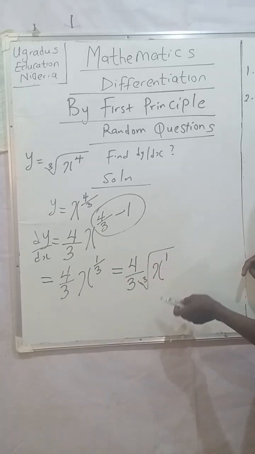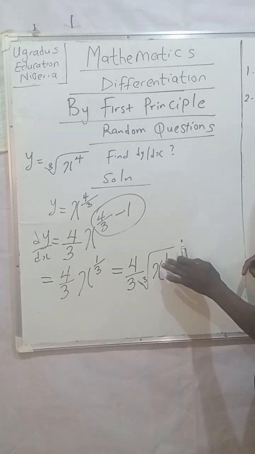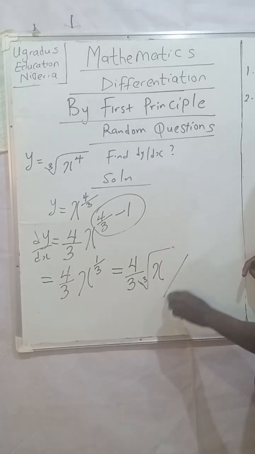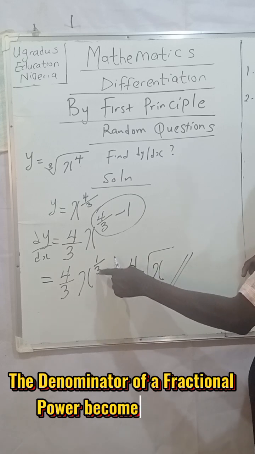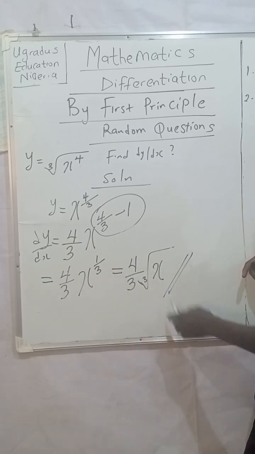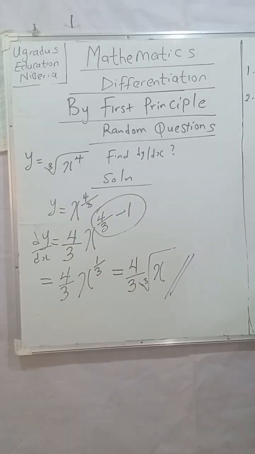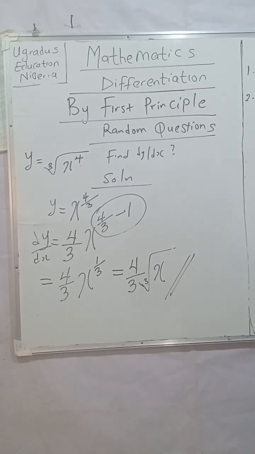But you know, 1 is useless. If something is carrying 1, there's no need of showing it. Just leave your answer like this. So this 3 is now the root. The denominator of a fractional power becomes the root. Do not forget. Please, you can pause the video and try it yourself. All right, I will give you some classwork to do on your own.